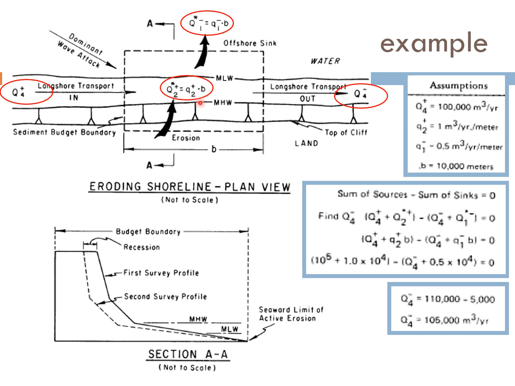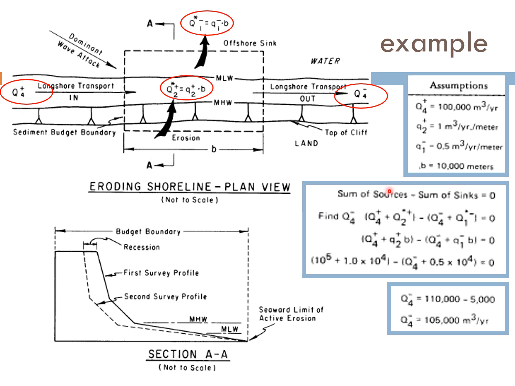So the small letter q is in terms of meter cube per year per meter, whereas the capital letter Q is in terms of meter cube per year. Likewise, in terms of the loss to the offshore limit, we are given the information in terms of small letter q of 0.5 meter cube per year per meter of the coastline, and B is given as 10,000 meter or 10 kilometers.